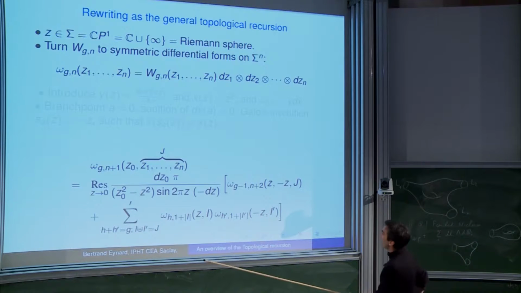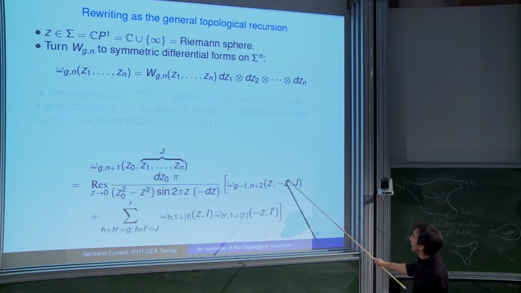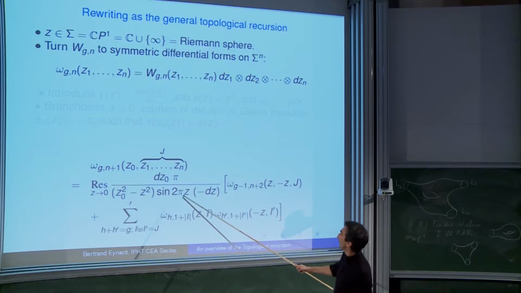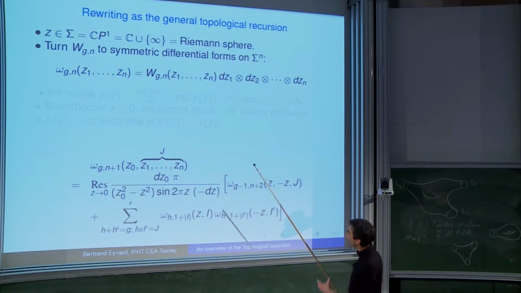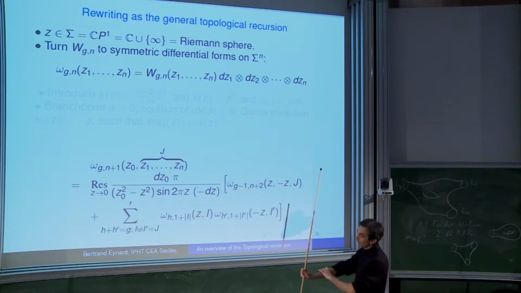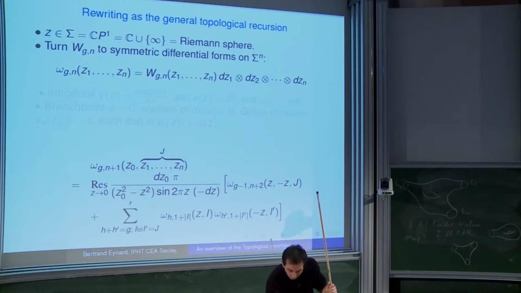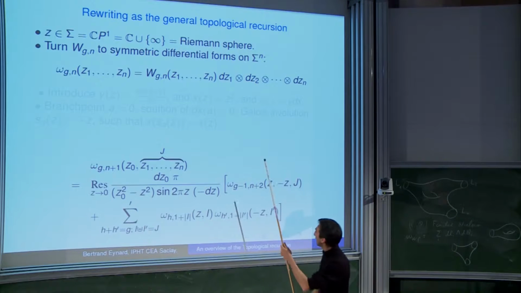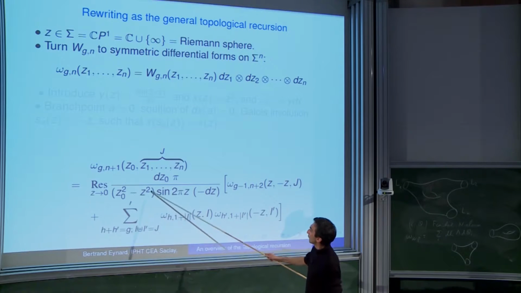So no problem. Right now, I need to explain why we take minus z, why we take this minus dz, why we take this sign, and all that. And what it would be in the general situation. So, first let me explain this 1 over z0 square minus z square.